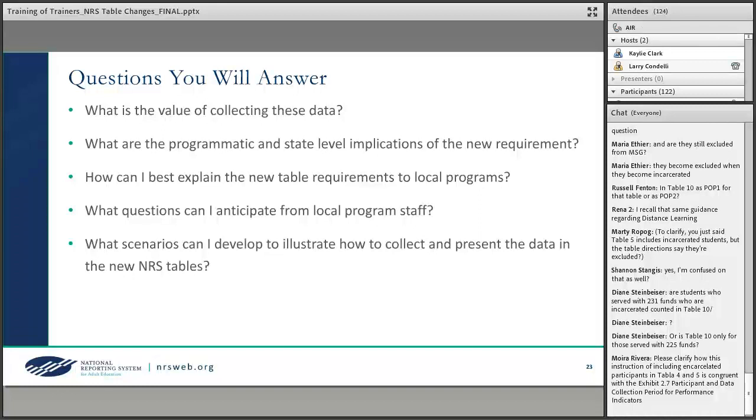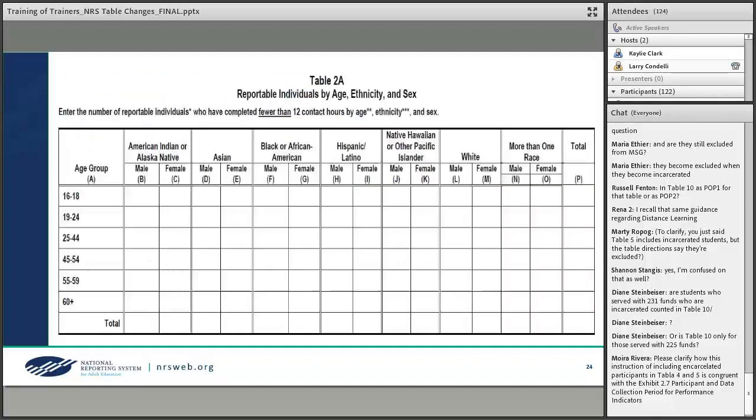explain to your staff and your state the value of collecting these data, the implications of the requirement, how do you best explain them. What questions can you anticipate, and what scenarios can you develop to present the new table? And the activity packet we have will help you with all of those things. So let's move on right away to the next table.